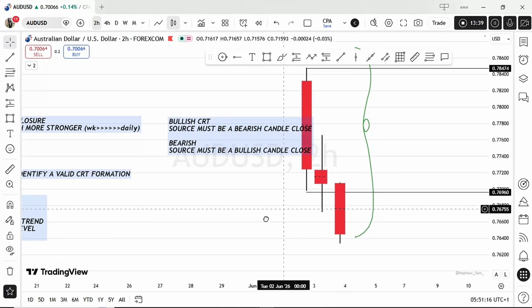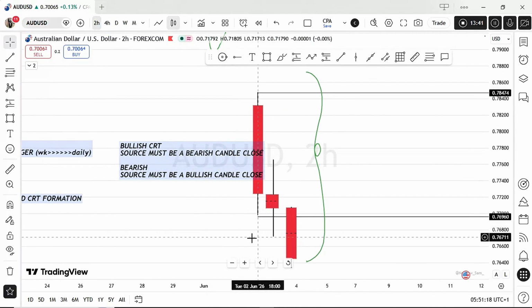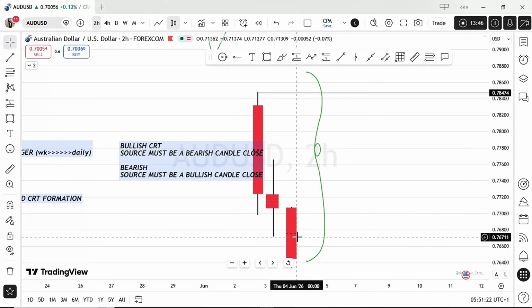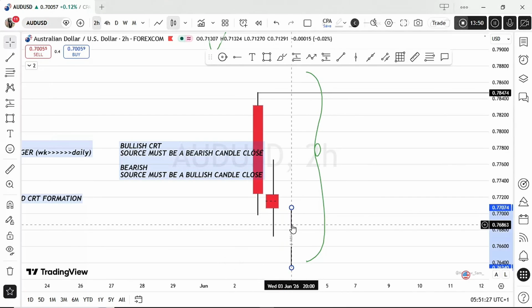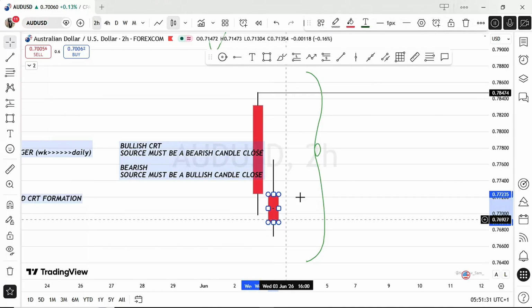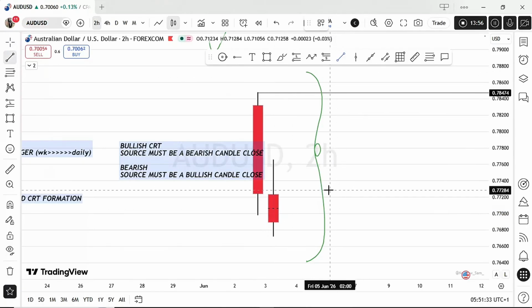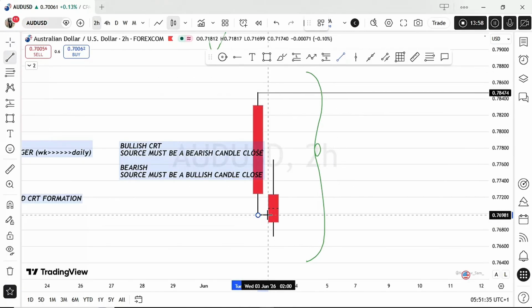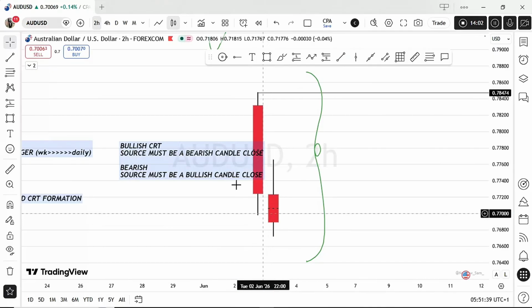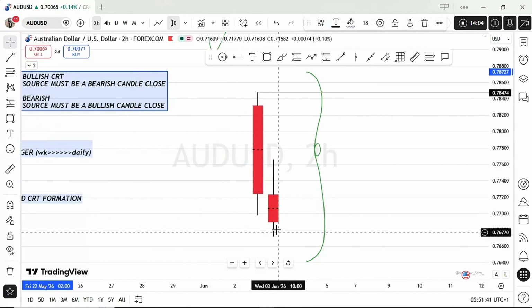And you have to understand this is how you identify if a CRT formation is valid or not. Let's say this second candle, the sweep candle, closes with a body below this range, then it becomes invalid. You can't call this a CRT formation, right? So this is why it's very, very important that you wait for the candle to close, right?